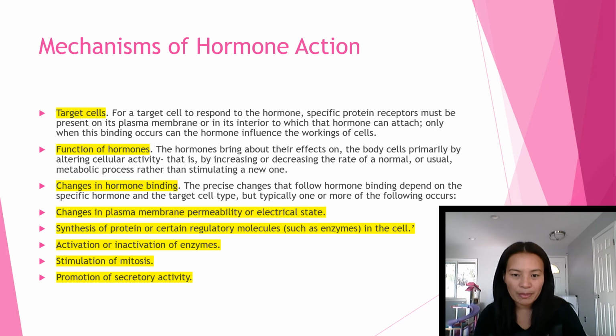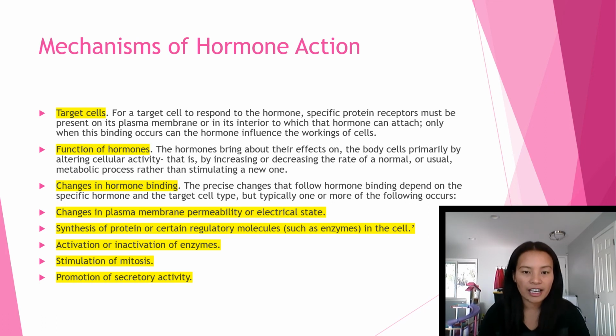And the function of hormones. The hormones bring about their effect on the body cells primarily by altering cellular activity. That means by increasing or decreasing the rate of a normal or usual metabolic process rather than stimulating a new one. So, changes following hormone binding. The precise changes that follow hormone binding depend on the specific hormone and the target cell type, but typically one or more of the following occurs.